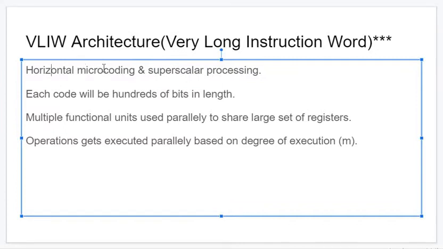Next one, horizontal microcoding. This is a little new word. Horizontal microcoding means two or more processors, not only two, we can expect more than 10 or hundreds or thousands of processors trying to execute on the same data, but all are executing independently, but all execution on the same data. That is called horizontal microcoding.